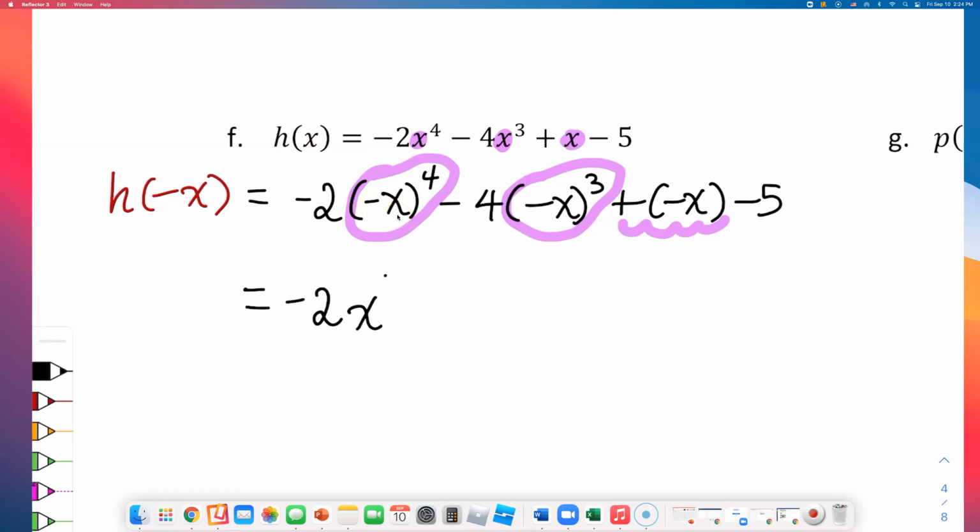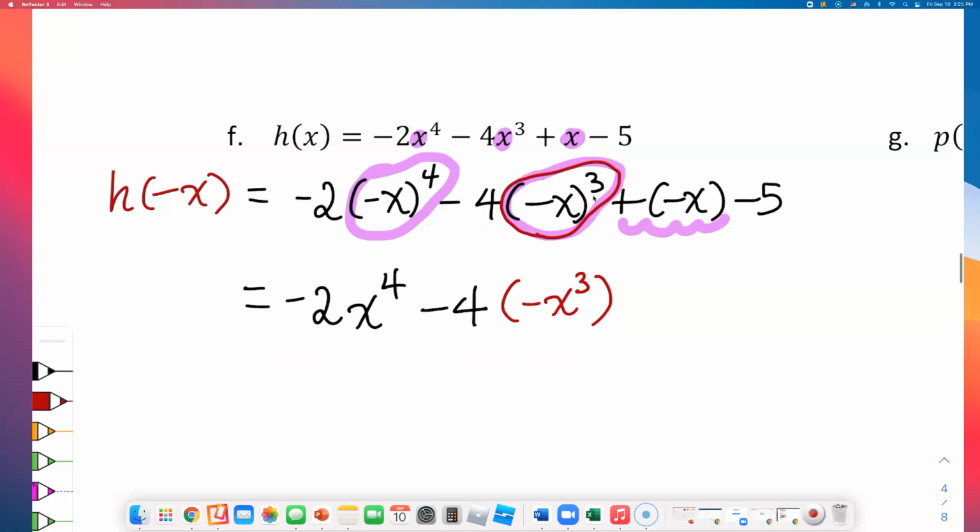This purple circle term will turn into just positive x to the fourth. Next, I copy down the minus 4. But when I do this negative x to the third power, do you agree that is going to stay as negative? That's going to stay as negative because this number is odd. Going on, I have a plus sign and a minus sign. That will give me minus x and negative 5.